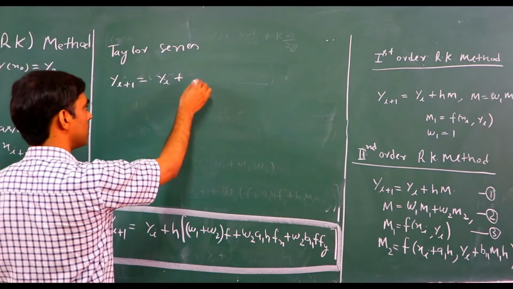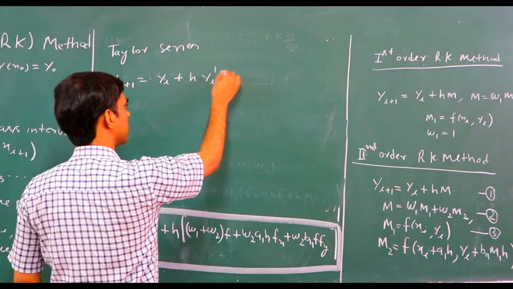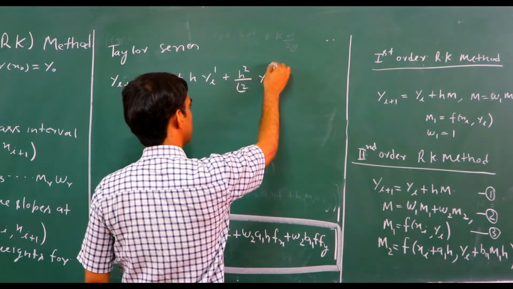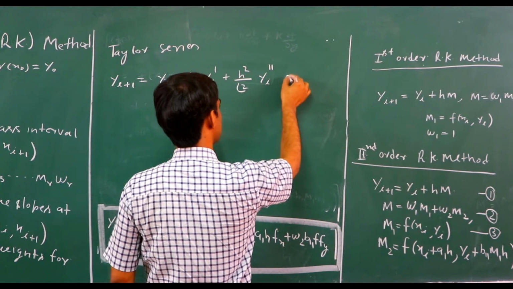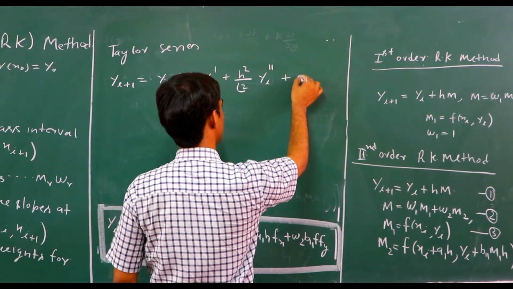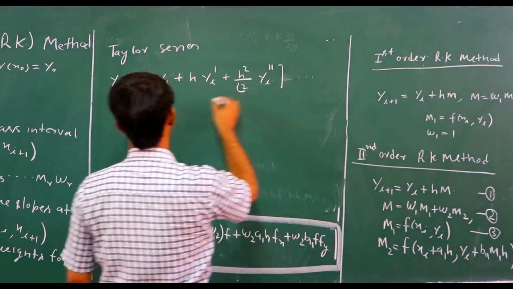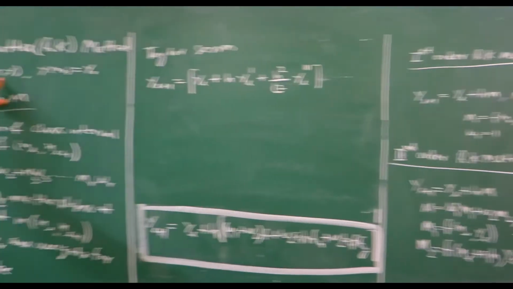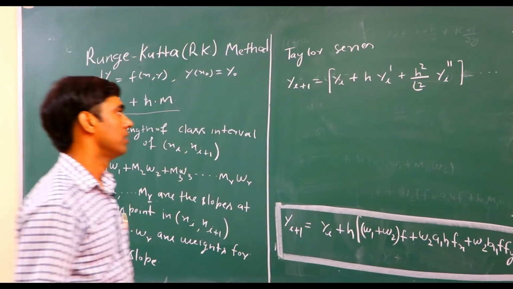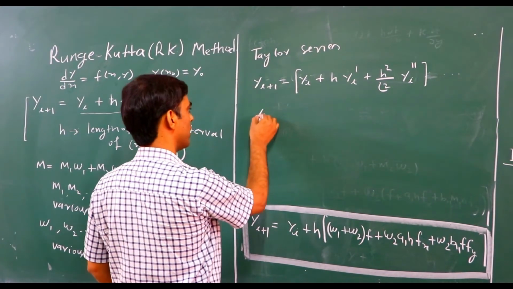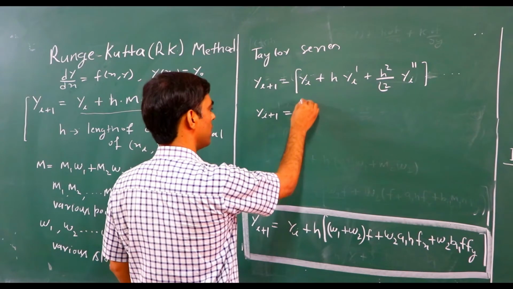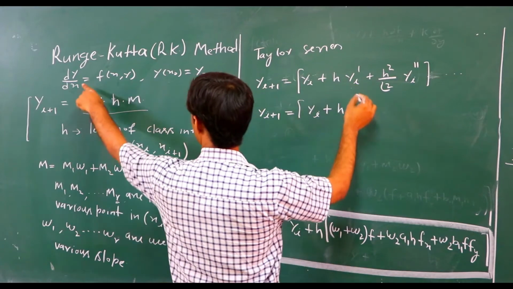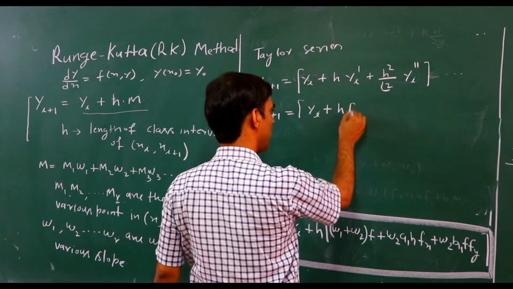Y i plus h y i dash plus h square upon factorial 2 y i double dash plus order of h cube. So we ignore all other terms, and only write up to the second order. So what is the value of y i dash? dy by dx is f of x, y. So y i dash is f. So here we write y i plus 1 equals y i plus h y i dash, and dy by dx becomes f of x, y. So h f.